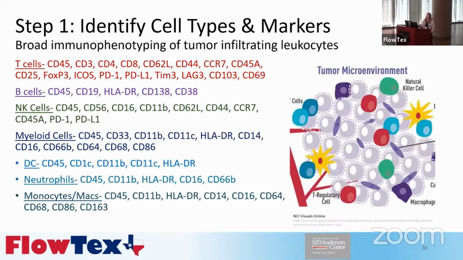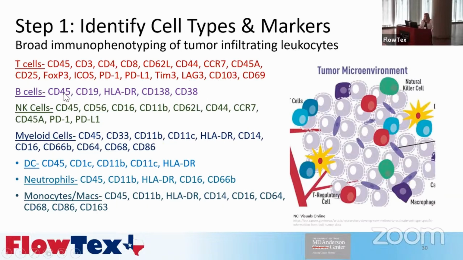Okay, so this is our more complicated example. We're going to look at a broad immunophenotyping panel for tumor infiltrating leukocytes. And in this case, I care about both lymphoid and myeloid cells. I want to know quite a lot about T cells. I want to know if they're effector memory, if they are central memory, if they're Tregs. I want to know if they express some of the checkpoint markers. I want to know if they're inside the tumor and activated.